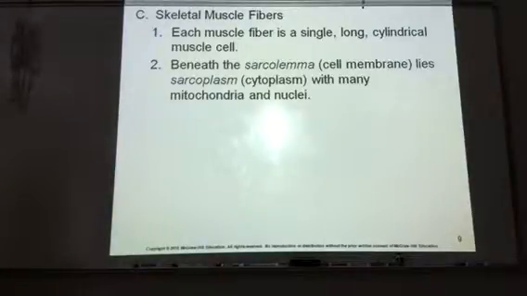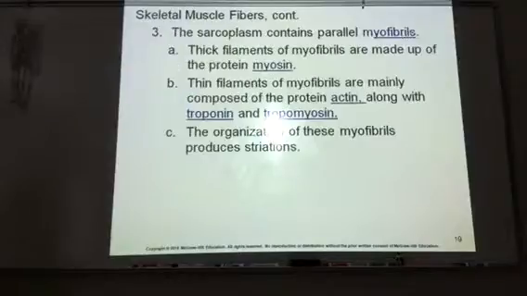Lots of mitochondria inside of your muscle cells. Mitochondria are very important for producing energy, ATP, if you remember that from biology classes. Your muscle cells are going to have a lot of mitochondria because they need lots of energy.